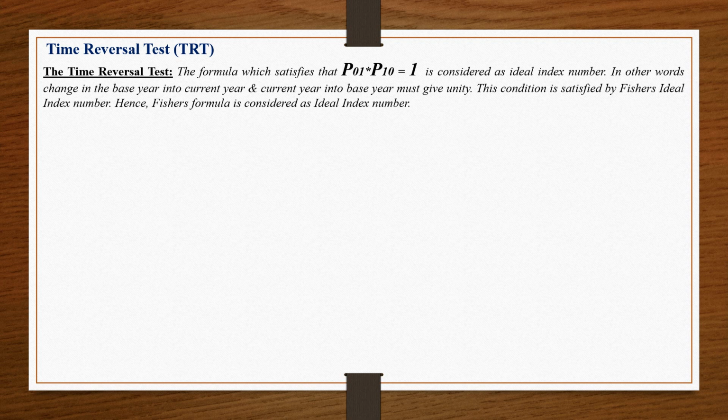Here P01 is the price index number for the current year with reference to the base year, and P10 is the price index number for the base year with reference to the current year. So proving that P01 into P10 is equal to 1 is what we call the time reversal test. Let's first see how to calculate P01 and P10.